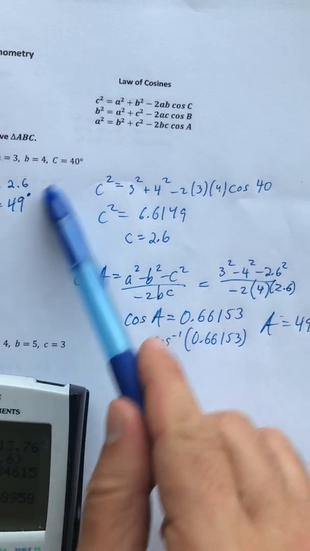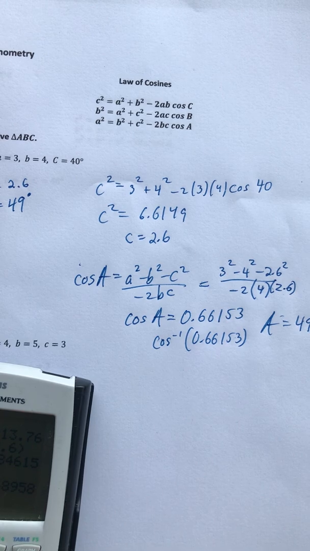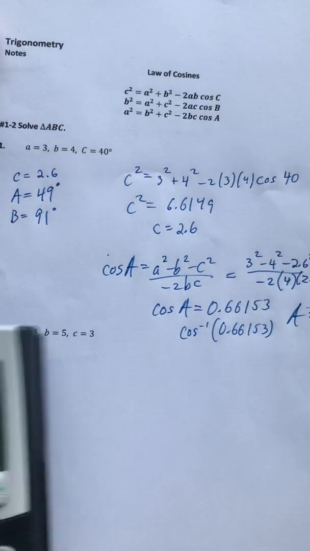And now I can add A and B. 40 and 49 is 89. And 180 minus 89 is 91. So angle B is going to be 91 degrees. And now I have solved the triangle.